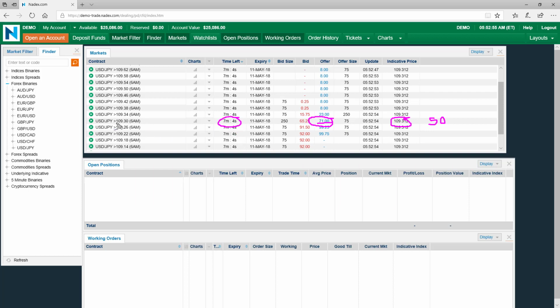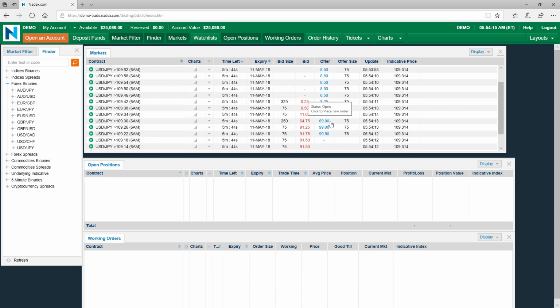So the strike price, 109.30, simply because this is really 1 pip greater than the strike price, is at $71 on the premium. The reason is it only has 7 minutes. The chances of this going against you are lower than the chances of this expiring in the money, okay? Meaning that it's going to expire at greater than 109.3, okay? That's time decay.